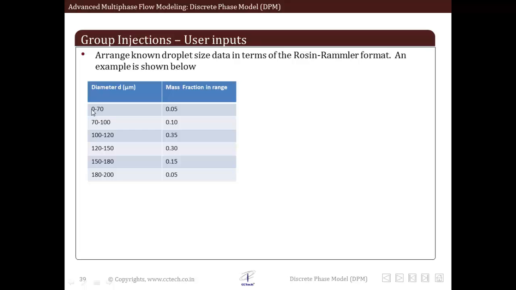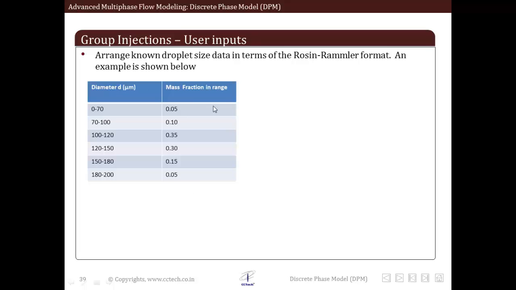That is, let's say from 0 to 70 diameter of particles, we have 0.05 mass fraction of particles. That is, out of the total number of particles injected, 0.05 fraction are within the diameter range 0 to 70. The particles that are within the diameter range 70 to 100 are 0.1 fraction of the total number of particles injected. And so on. For other diameter ranges, we have known mass fractions of the total number of particles.